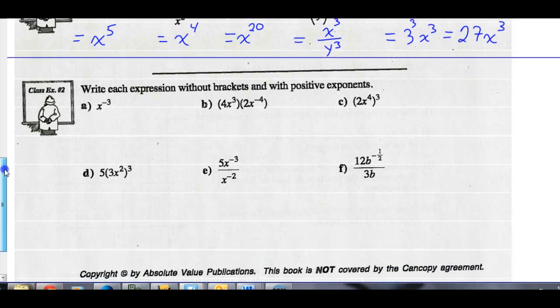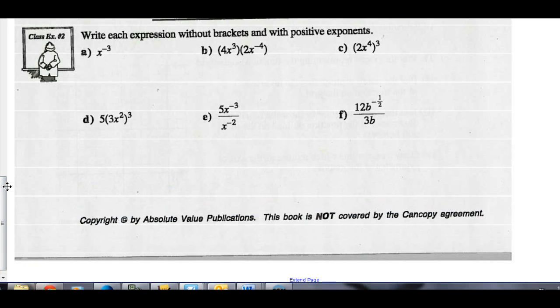Looking at example 2, write each expression without brackets and with positive exponents. So x to the negative 3, by our law, says that's 1 over x to the positive 3. Negative exponents become positive in the denominator. And that's as far as we need to go.